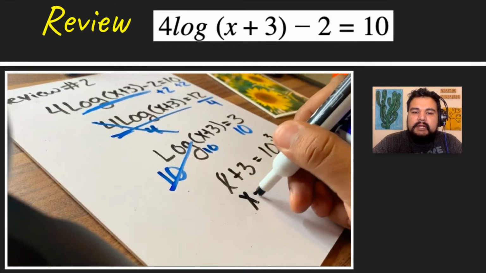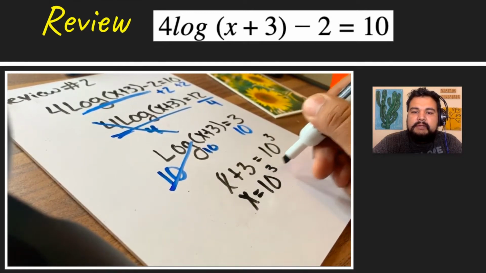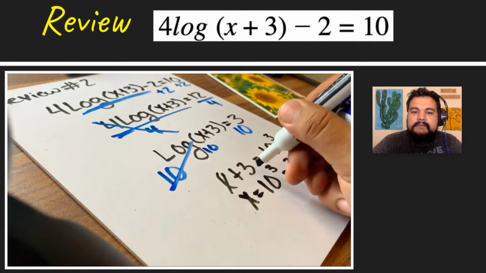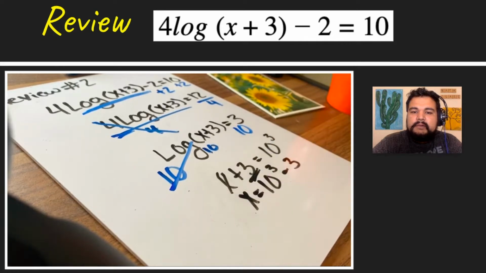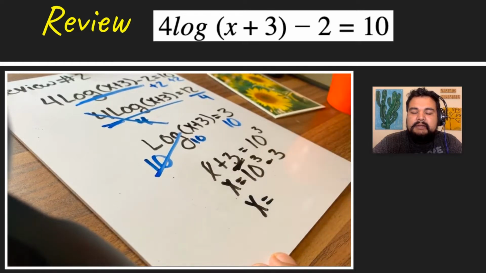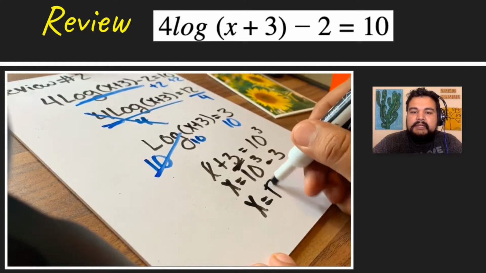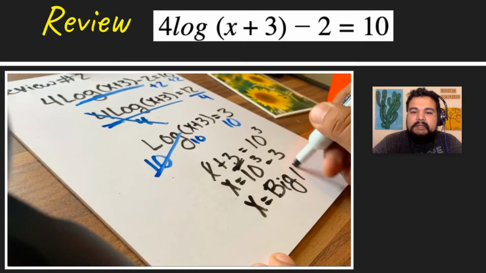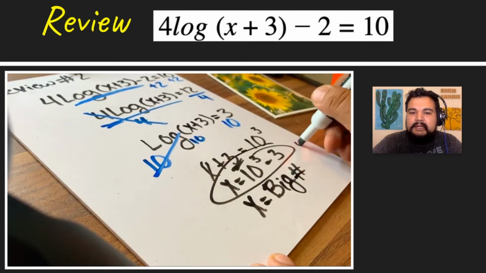Now let's isolate x by moving the 3 to the side. Now if you move the 3, it becomes negative. Now that is really 1,000 minus 3, but because it's a big number, I'm just gonna leave it like that.